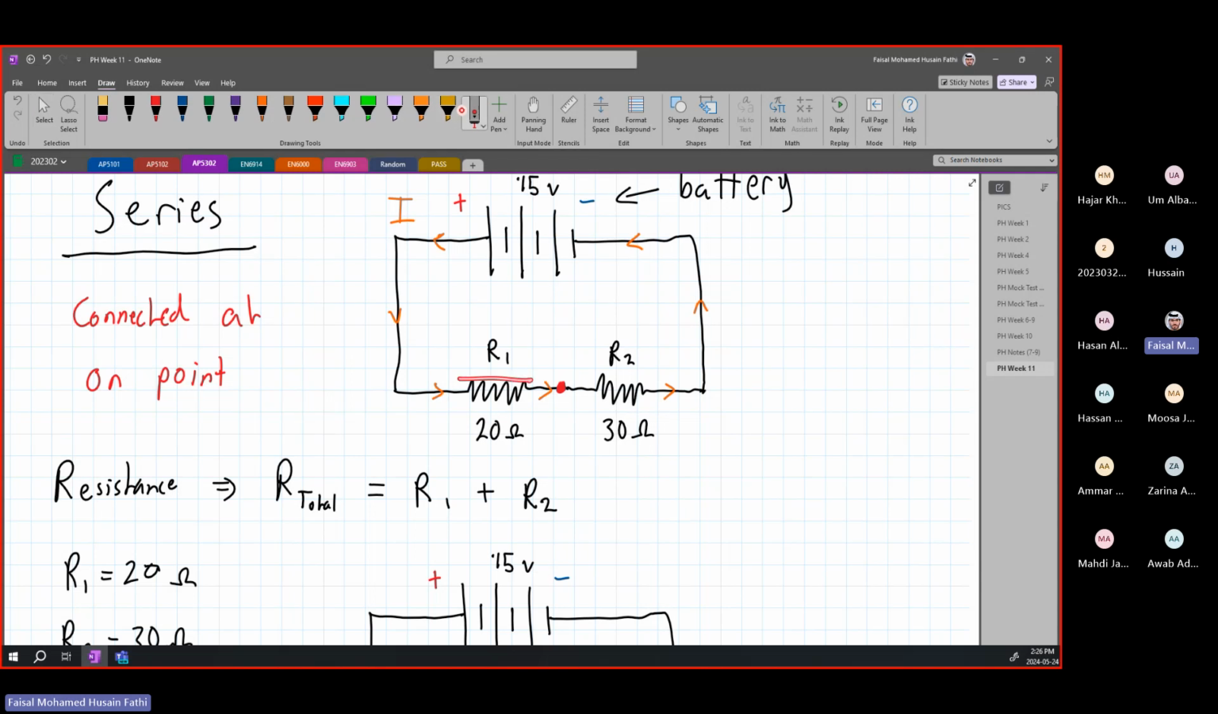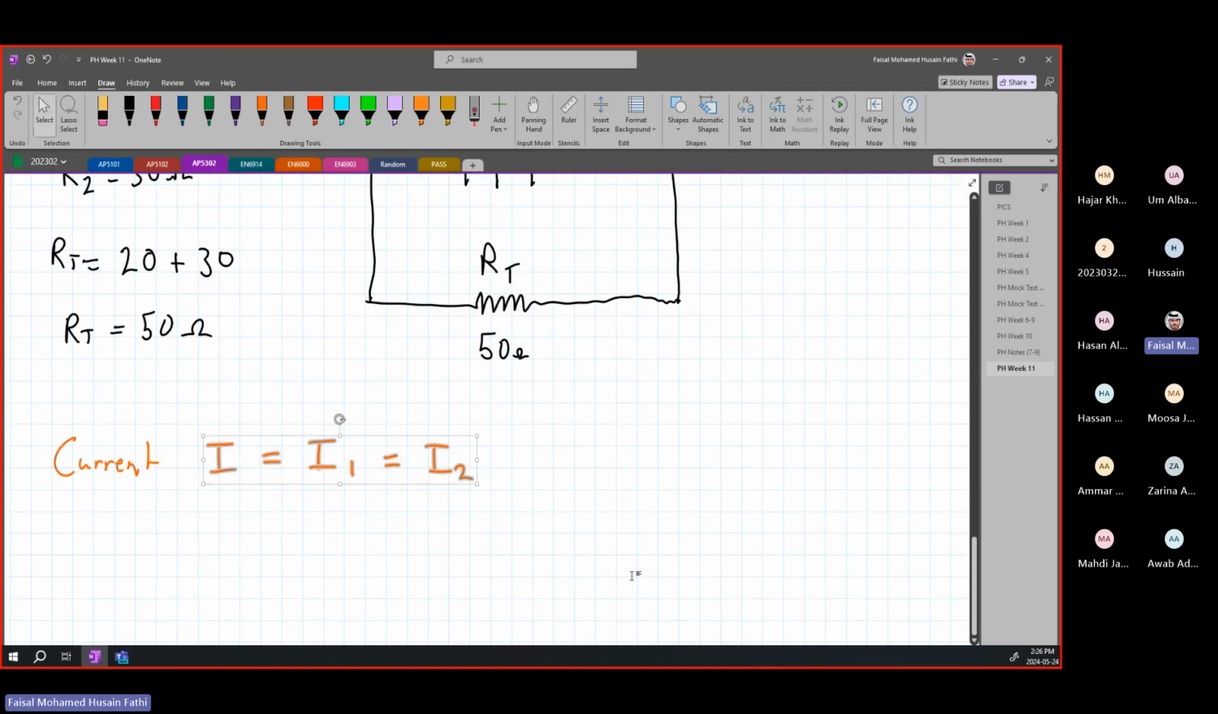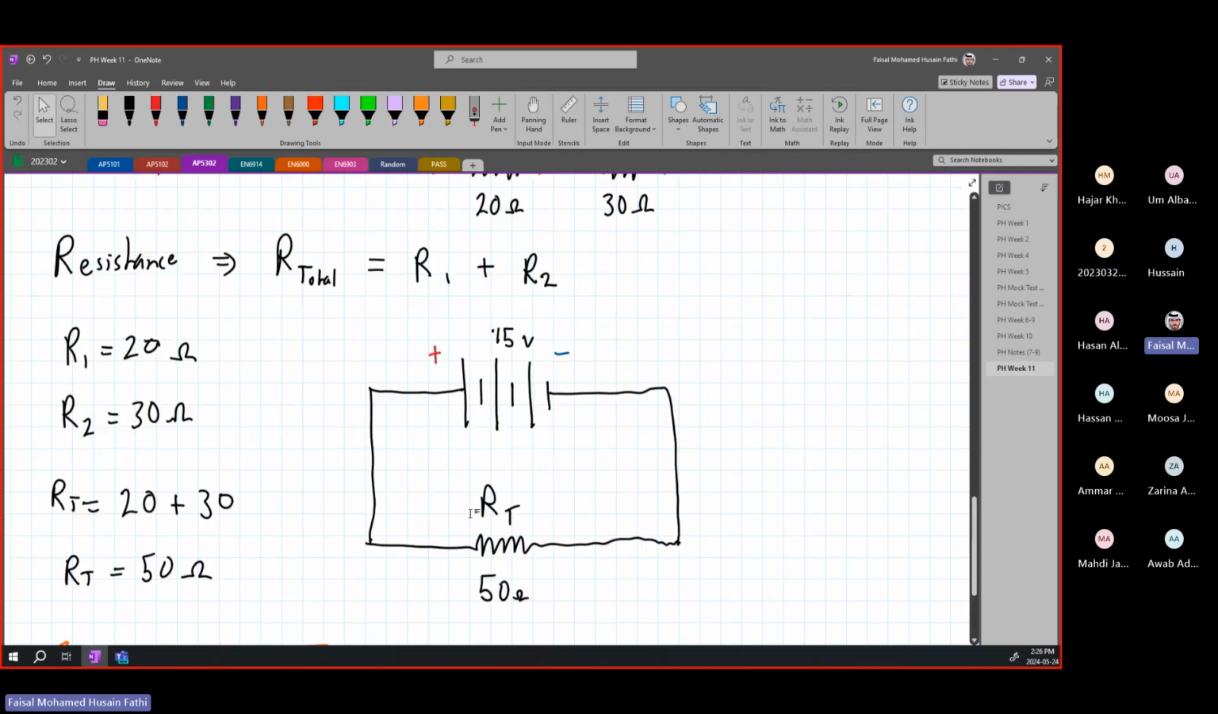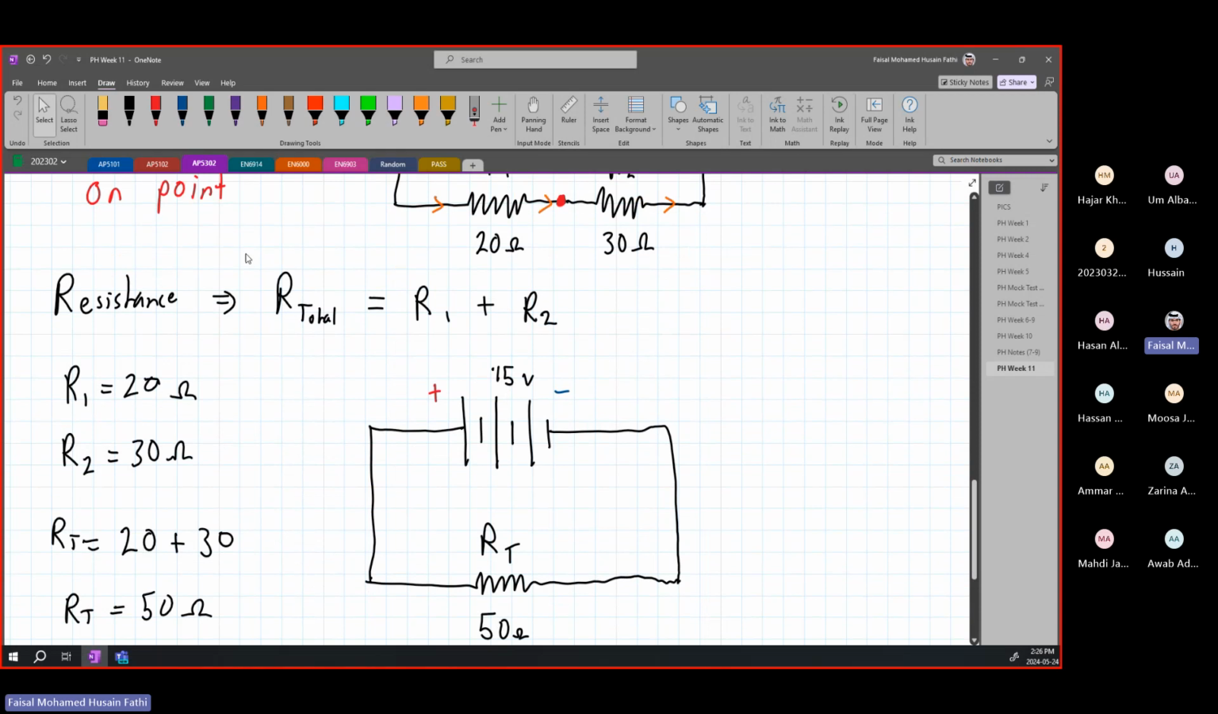Meaning the current here, let's say that this is I1 and the current here I2, they are also equal and they're equal to the same I. Because current is the same all throughout the entire circuit from the battery all the way back to it. So this is another relation we can use later on, and I will show you how in a bit. But this is a very important one that you need to know as well, that current does not change in a series circuit.